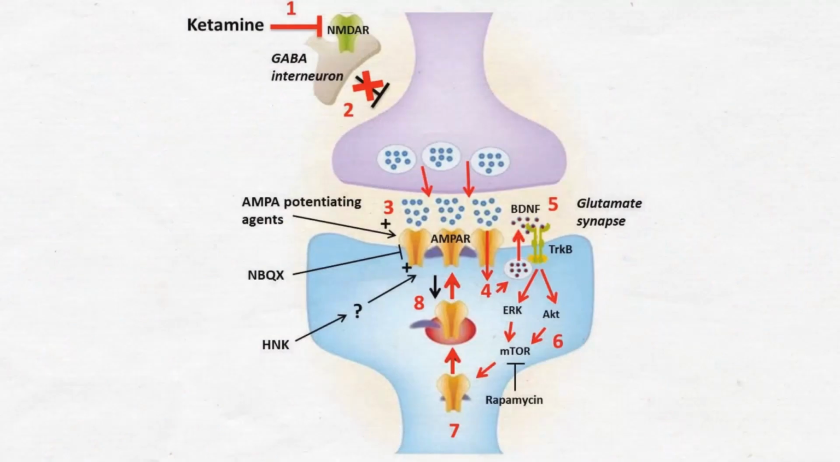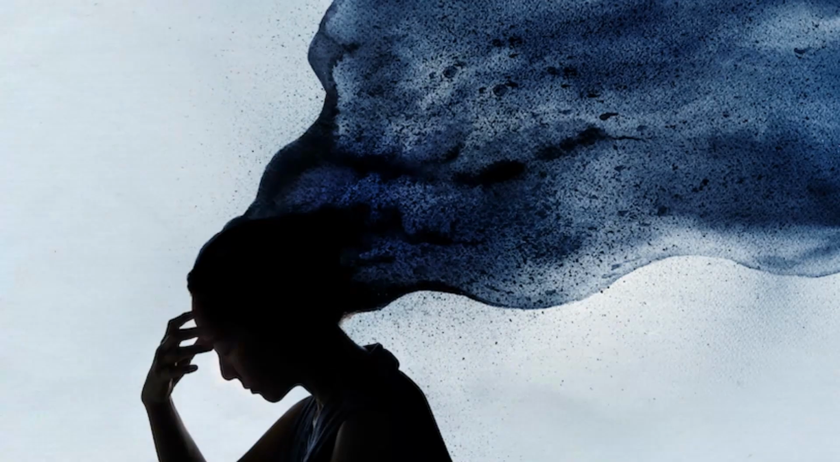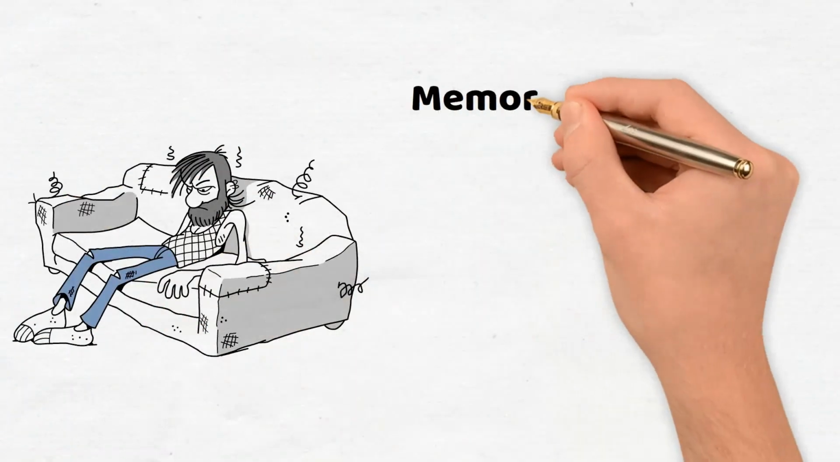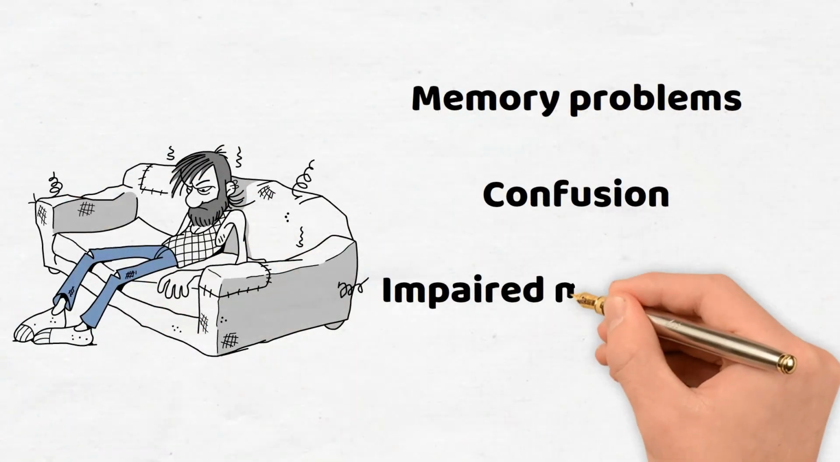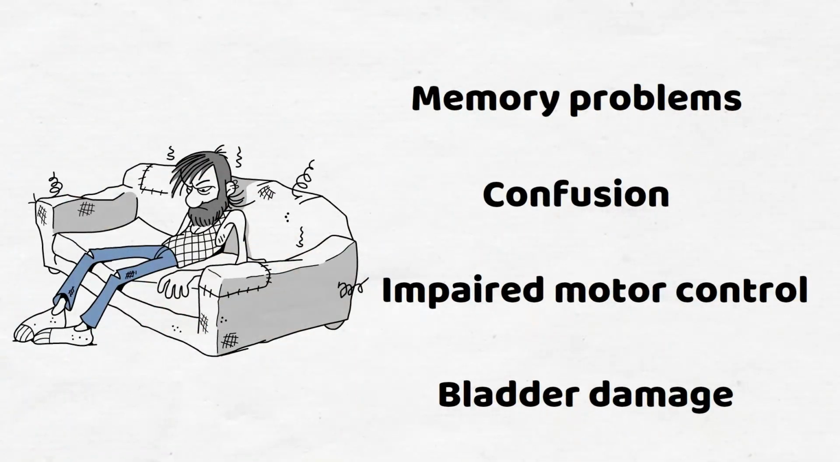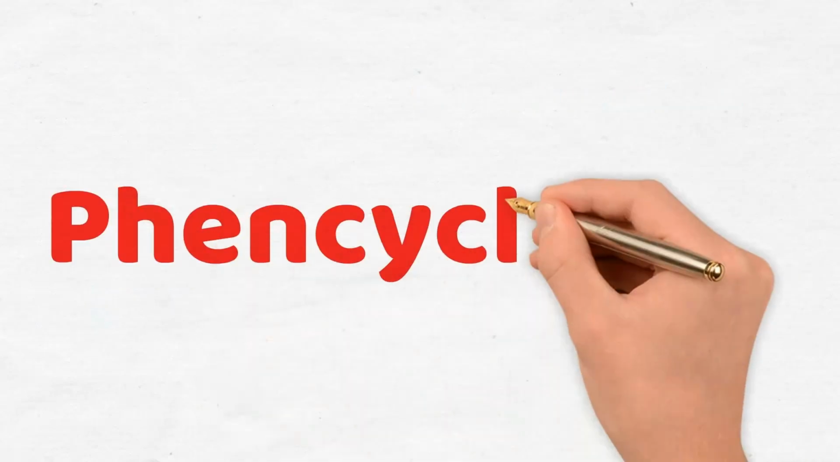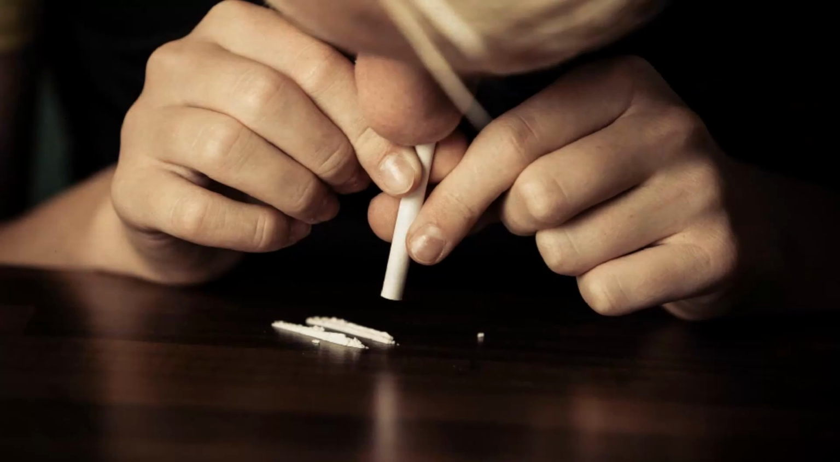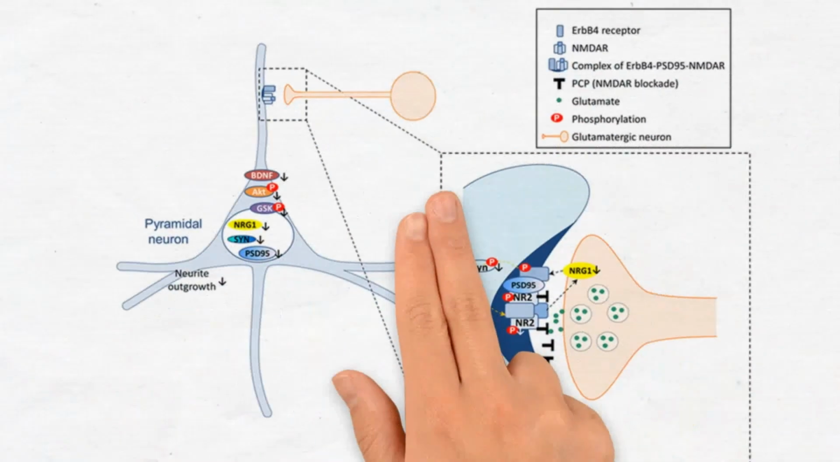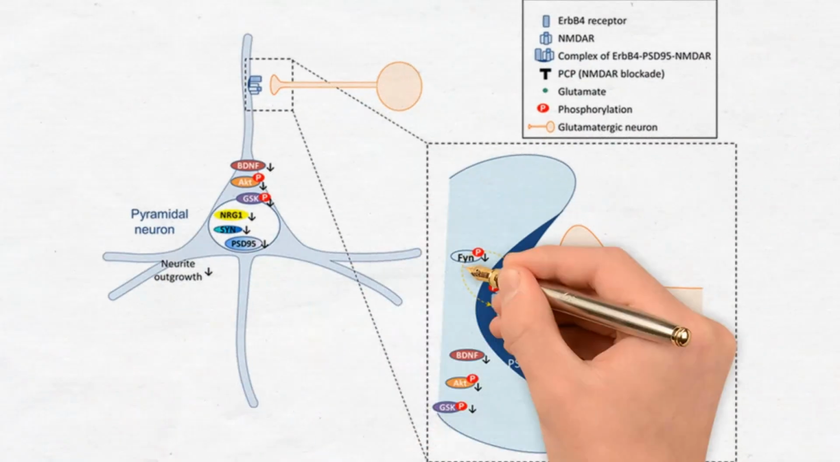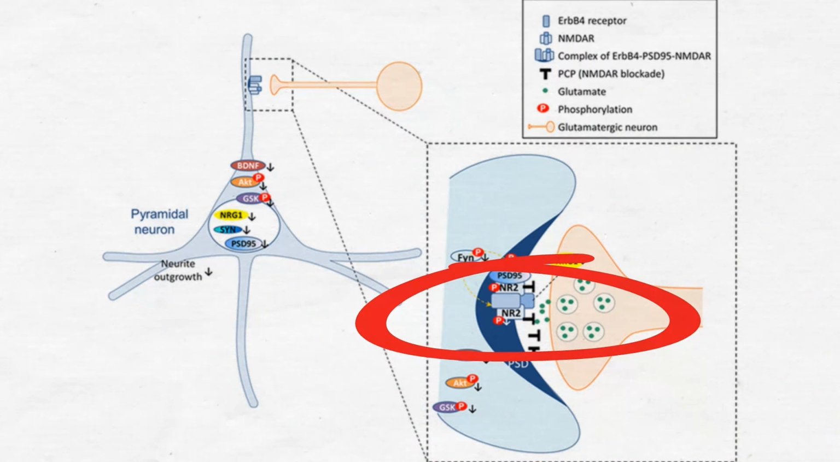It works by blocking NMDA receptors in the brain, producing dissociation and a sense of detachment from the body. Adverse effects include memory problems, confusion, impaired motor control, and bladder damage when used frequently. Phencyclidine. Phencyclidine may be smoked, snorted, or swallowed. Like ketamine, it blocks NMDA receptors but also affects dopamine pathways, making it more unpredictable.